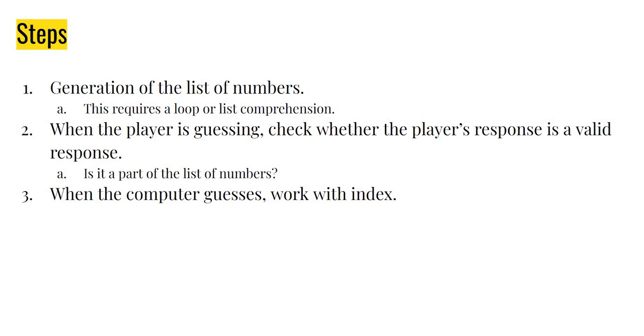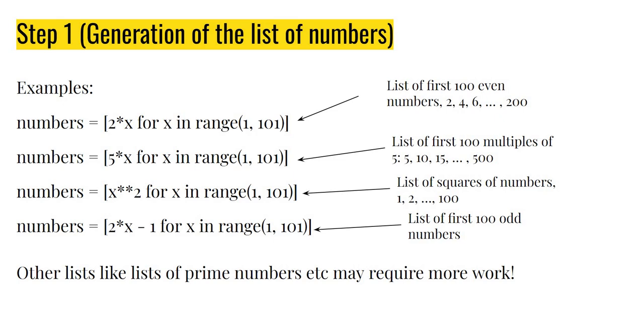For example, let's say the list of numbers is all even numbers, then the user cannot be guessing an odd number, and so on. Also, when the computer guesses, everything now happens from this list of numbers, much like when we deal with alphabets. So we just have to work with indices, and that's pretty much it. We just have to be a little bit careful. So let's see each of these a little more carefully, starting with step number one.